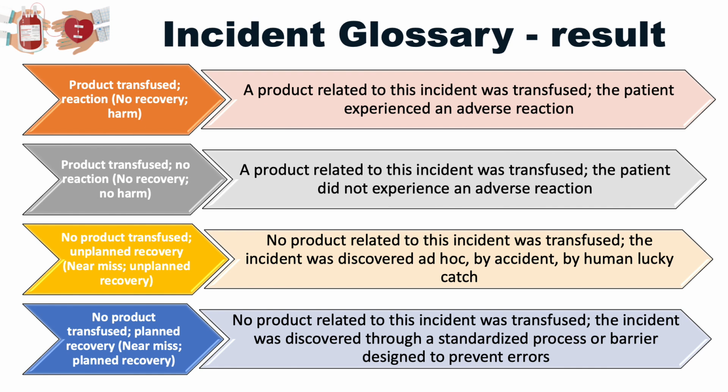The third classification is no product transfused, unplanned recovery, which is near miss and unplanned recovery. Here, there is no product related to this incident transfused. The incident was discovered ad hoc or by accident or by human lucky catch. The next classification is no product transfused, planned recovery, which is near miss, planned recovery. Here, no product related to this incident was transfused. The incident was discovered through a standardized process or barrier designed to prevent errors.